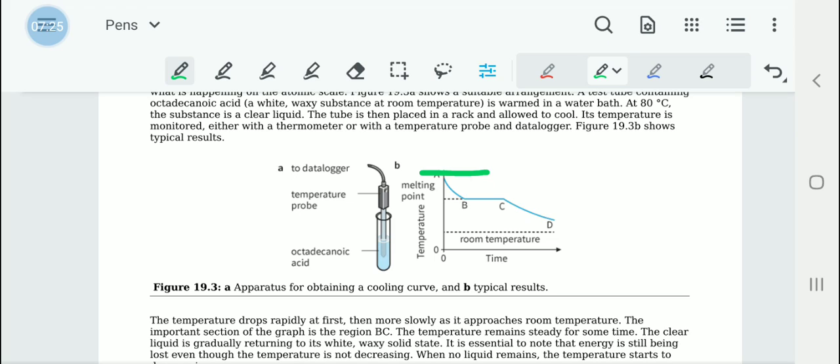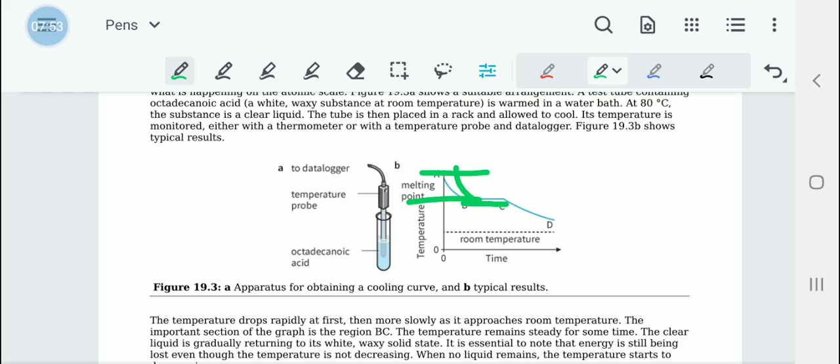So then it cools down. It is actually in a liquid state, because this is octadecanoic acid. At point B, it is melted. Melted means it has become a liquid. So at point A, it is a liquid. It cools down with time, and then at B, it starts to absorb energy for some time.